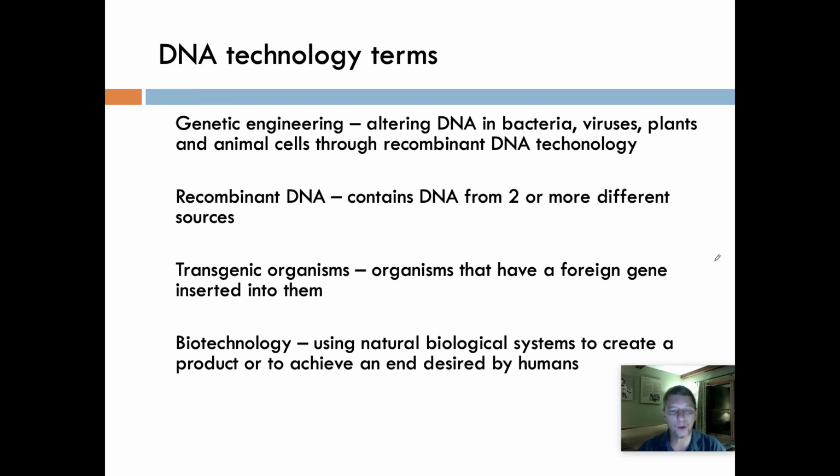Last thing on this list is biotechnology, which is simply using natural biological systems to create a product or achieve a desired end. A good example of this is inserting a gene into a bacterial plasmid in order to get that bacterium to produce something that we want. A lot of the insulin that is produced synthetically in the United States these days for people with diabetes is actually produced by bacteria. We've inserted the human gene for insulin production into a bacterial plasmid, and the bacteria just produces insulin. It doesn't need insulin. It doesn't use insulin, but it produces it anyway.